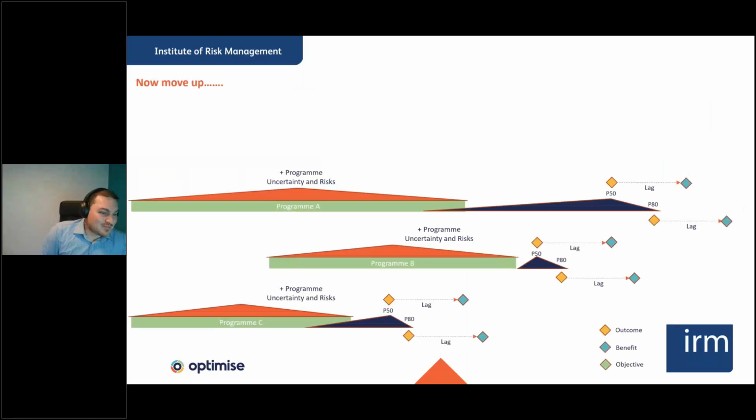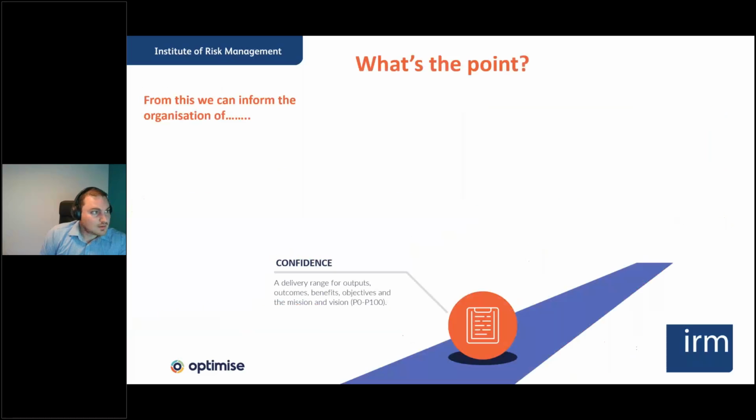So we do the same thing with all of our programs. We get our outcomes in yellow, we get our benefits in blue, and then we'll move up again into portfolio space. We'll do the same activity in portfolio space to generate the objectives at the top in portfolio space. And we just carry on moving up through the organization, and that will give confidence ranges around attainment of these things. So you can see there in benefit realization space, you can get that data from the different models, and the same again in P80. So what's the point?